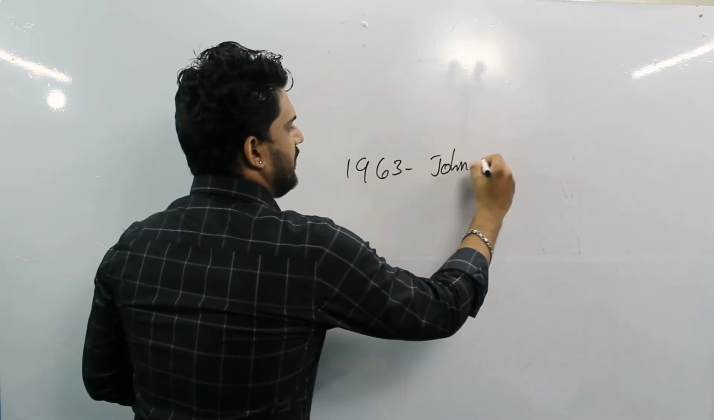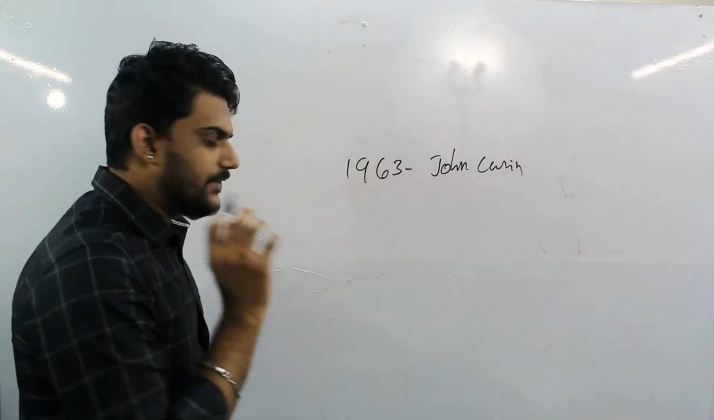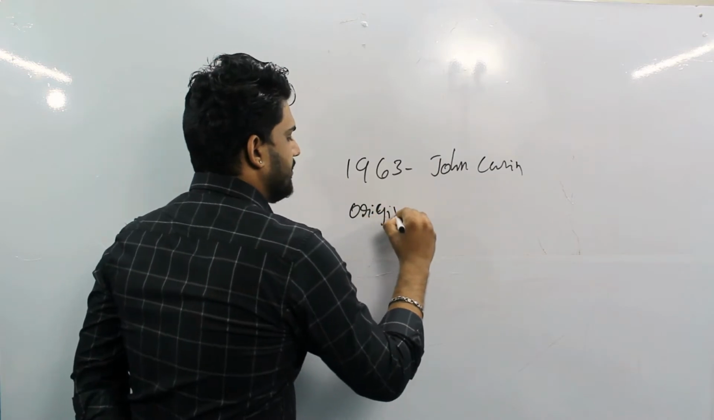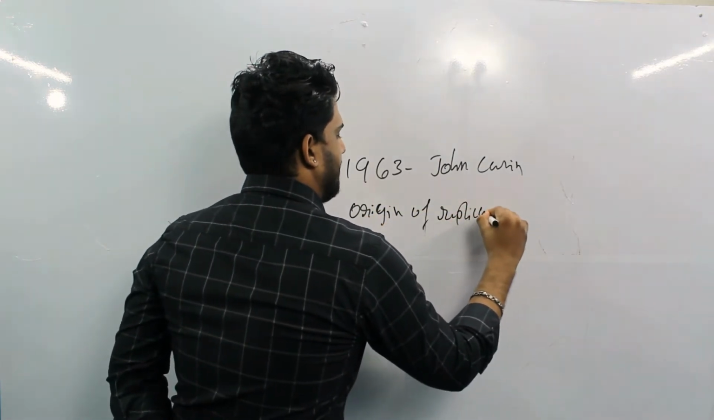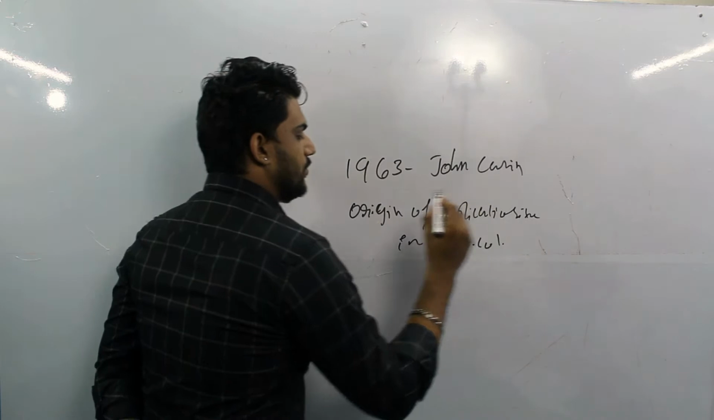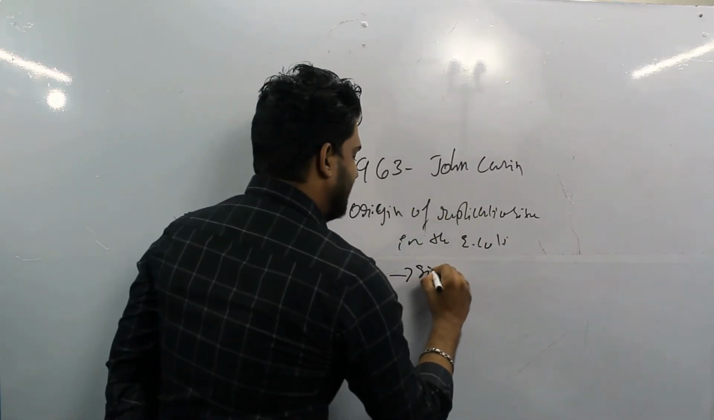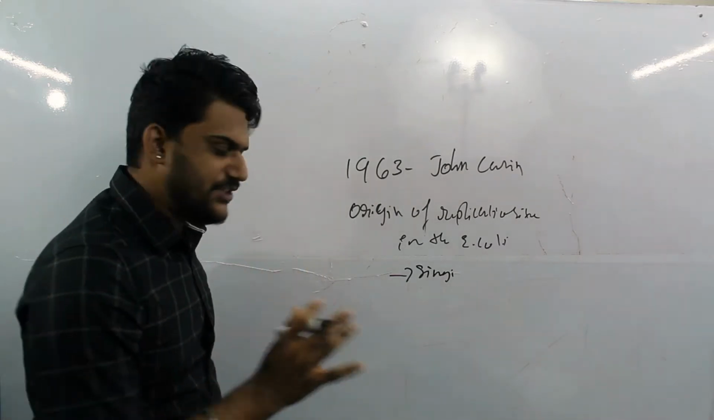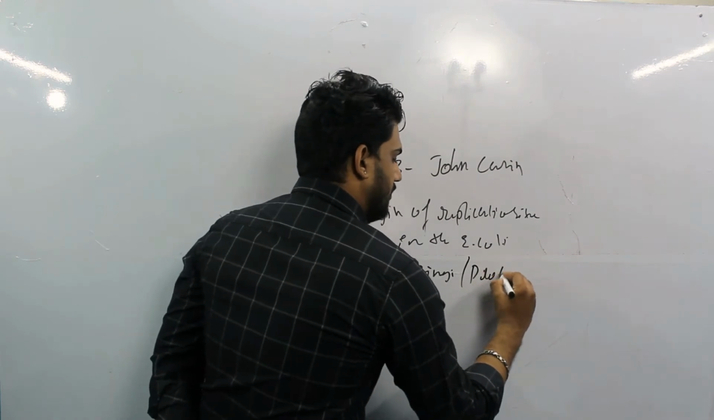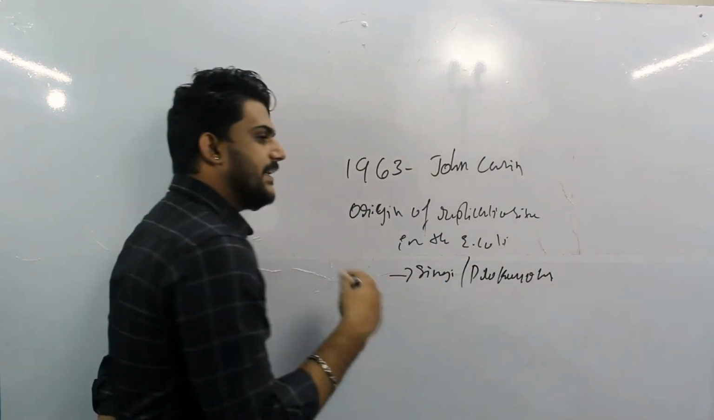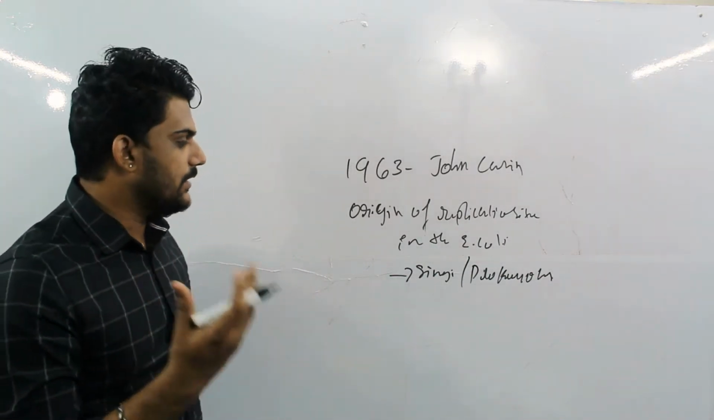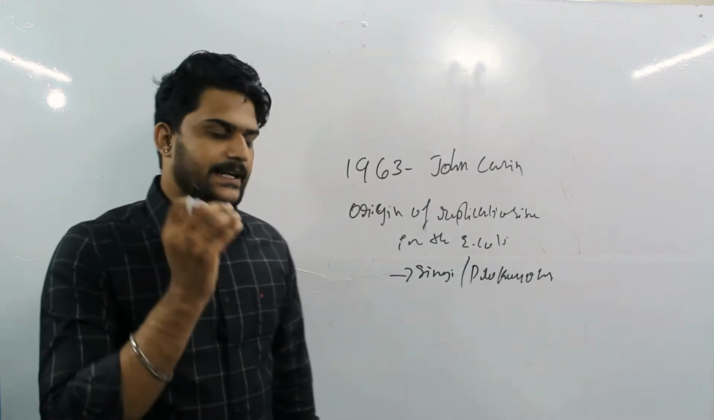In 1963, a scientist named John Cairns confirmed that there is an origin of replication site in E. coli. He confirmed that there is only a single origin of replication site present in E. coli, and also for many other prokaryotes. And in the coming few years, eukaryotes were found to have multiple, or a greater number of, origin sites for replication.